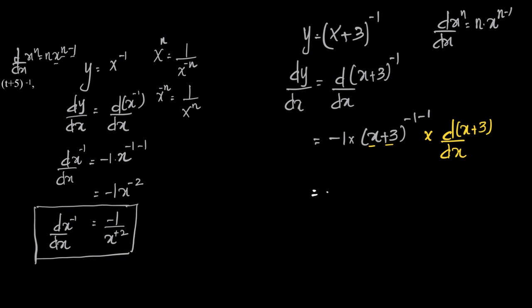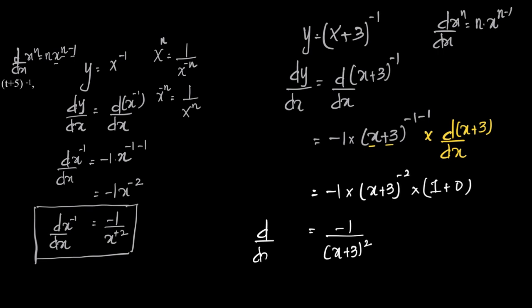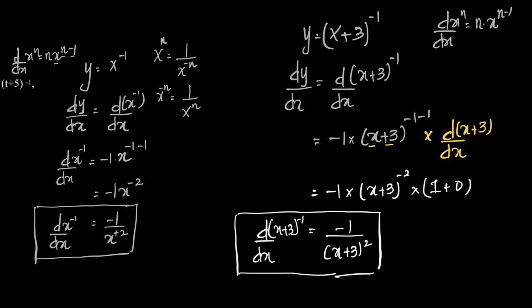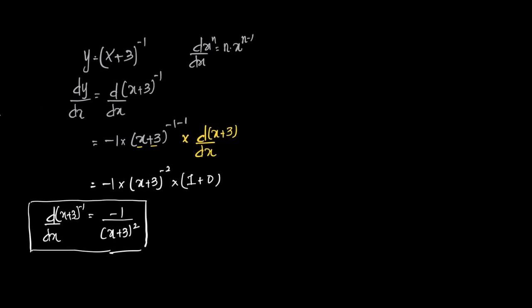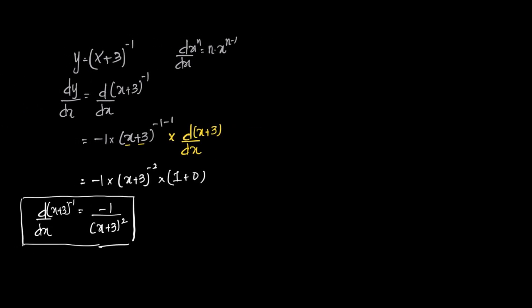So this will become minus 1 into x plus 3 the whole power minus 2 into d by dx of x plus 3, which is 1 plus 0. Therefore, this becomes minus 1 by x plus 3 whole square. Therefore, d by dx of x plus 3 the whole raised to minus 1 is equal to minus 1 by x plus 3 the whole square. Alright, we're not done yet. Keeping this in mind, we'll solve one more derivative.